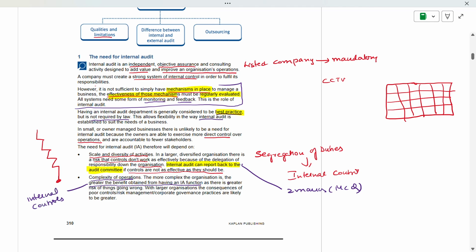That's all. They will not do anything. They will only think about the controls. There is a greater risk of things going wrong.